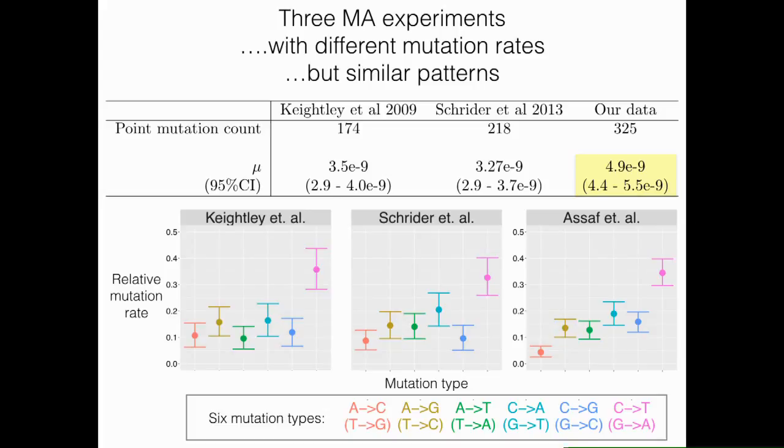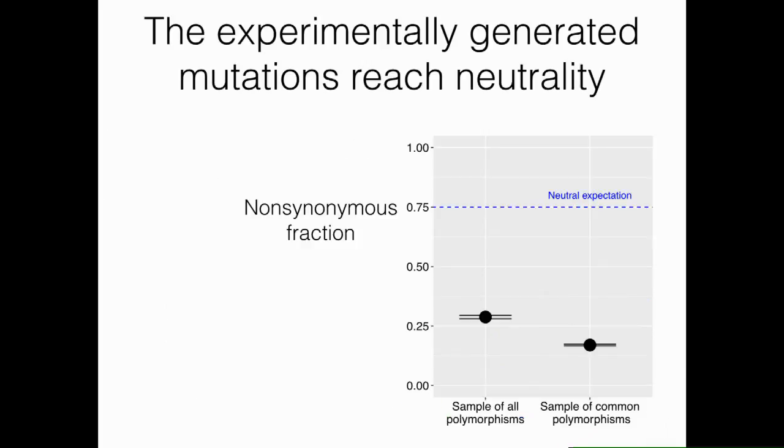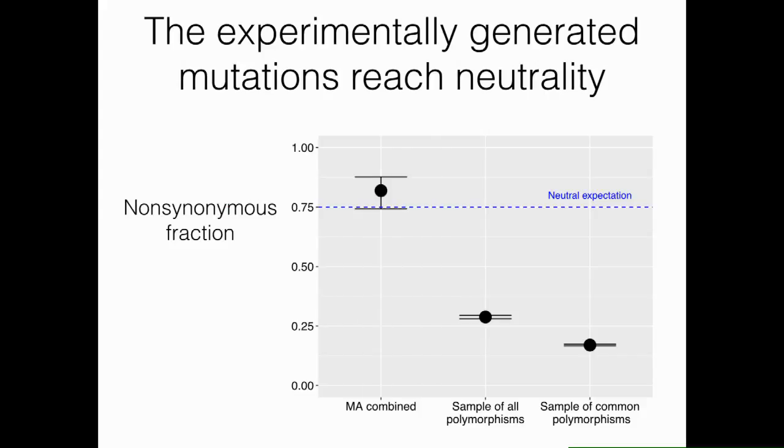If you classify mutations into the 6 types, you find that the relative rates of the 6 of them is the same across the 3 experiments. And from here on out, in other ways too, these 3 experiments are very similar. So from here on out, I'm going to combine them so that we can have a higher count, basically. So do these experimentally generated mutations reach neutrality? And the answer is yes. We expect, for example, that the non-synonymous fraction in coding regions will be 75%. And indeed, if you combine the 3 MA experiments, you find that you do reach the 75% expectation.